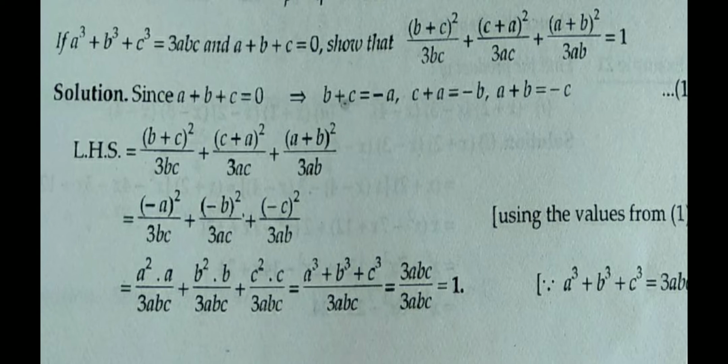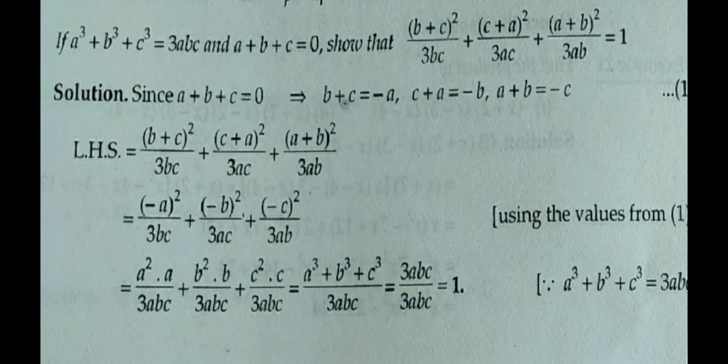So minus a whole square by 3bc, plus c plus a is minus b, so we are applying minus b whole square by 3ac, plus minus c whole square by 3ab, because for a plus b we got minus c. So (a plus b) whole square implies minus c whole square. Any negative whole square gives the positive value only. So a square by 3bc plus b square by 3ac plus c square by 3ab.